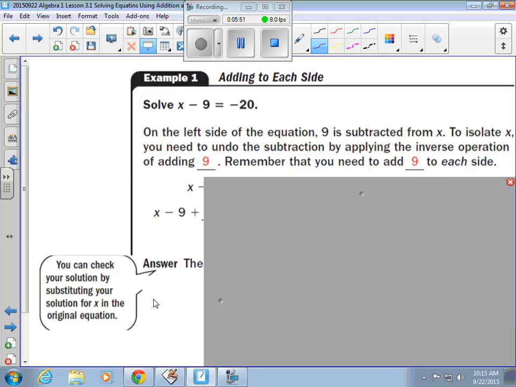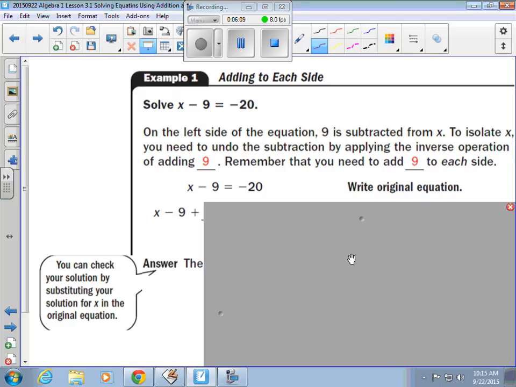Here's example number 1, adding to each side. On the left side of the equation, 9 is subtracted from x. To isolate x, you need to undo subtraction by adding the inverse operation, or adding 9. Remember, anytime you add 9 to one side, you have to add it to the other side.